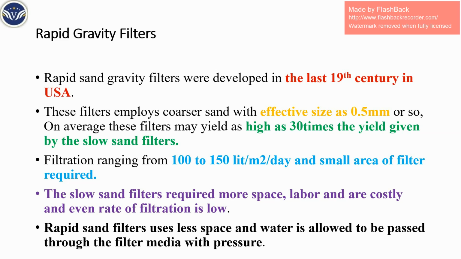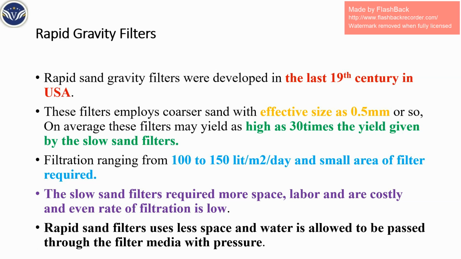When we compare a slow sand filter and a rapid sand filter, the filtration rate of the rapid sand filter is much higher than that of a slow sand filter, approximately 30 times more. We use coarse sand, and its effective size is 0.5 mm or so. The filtration rate is also quite high, 100 to 150 liters per meter square per day itself. And this filter requires a small area itself.